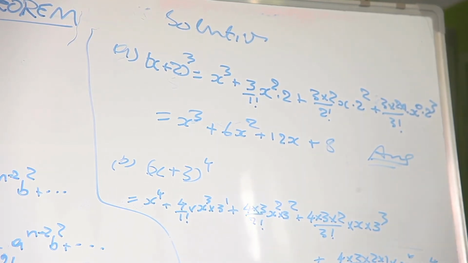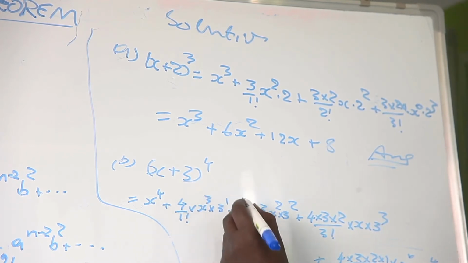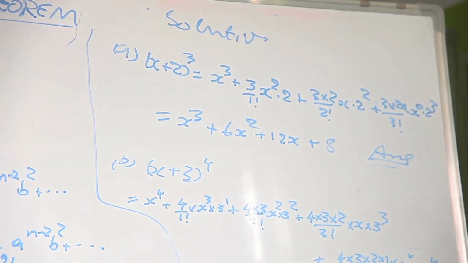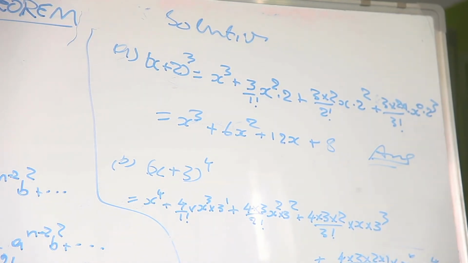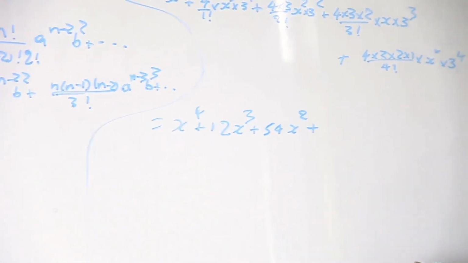So this one simplifies to x^4, then plus 4 times 3, that is 12x cubed. The 2 factorial can cancel. We shall be having 6 times 9, that is 54x squared. Then plus 4 times 27, that is 54 times 2.